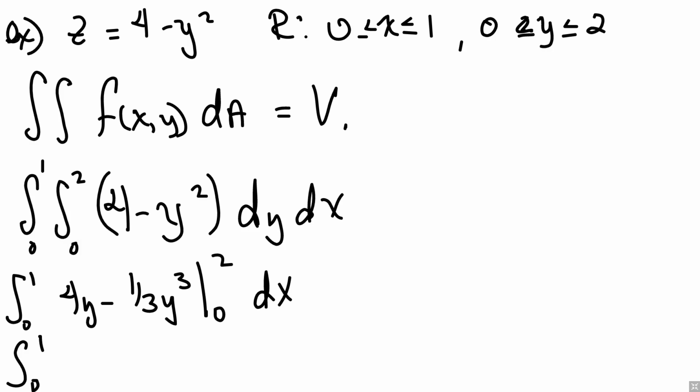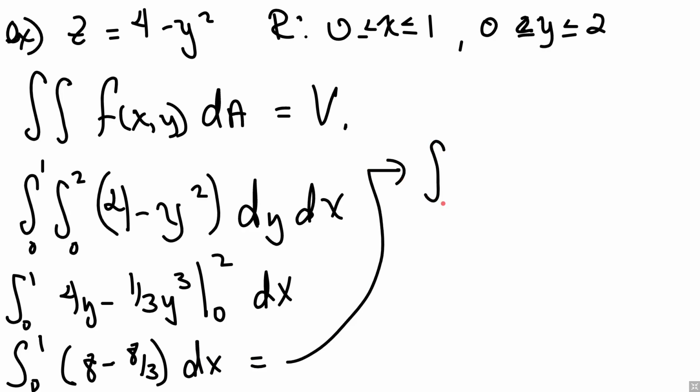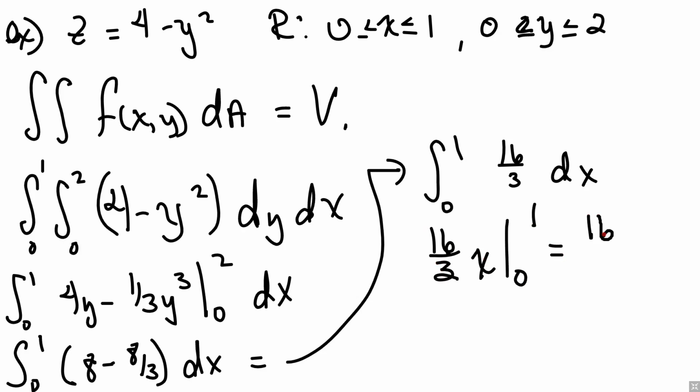So if I evaluate it from 0 to 2, at 2, I'm going to have 8 minus 8/3. At 0 it is 0, so I'm going to ignore that. So I'm going to have the integral from 0 to 1 of 16/3, when I subtract that, dx. When I integrate this, it's going to be 16/3 x evaluated from 0 to 1. So I get 16/3. Any questions?